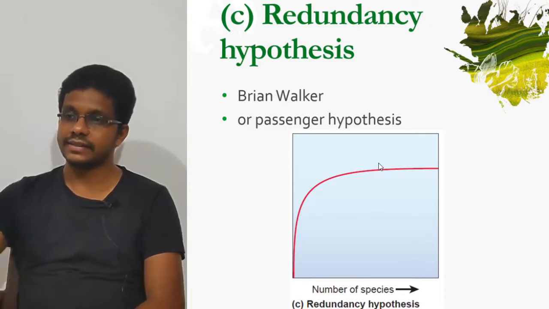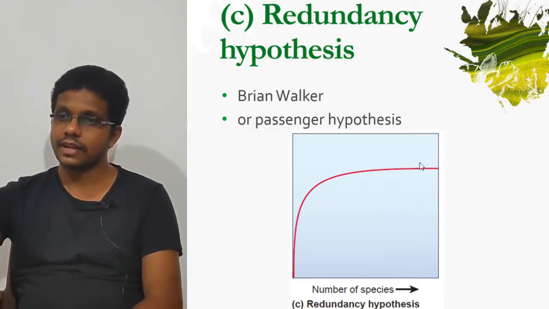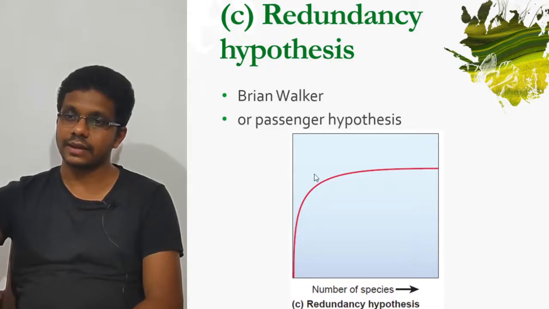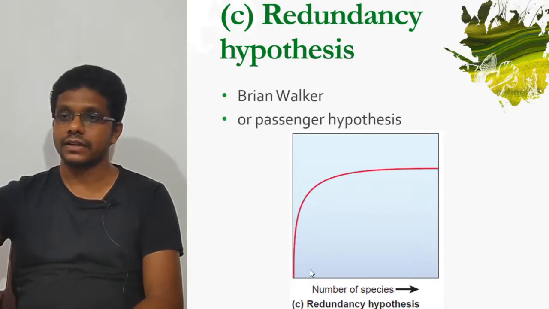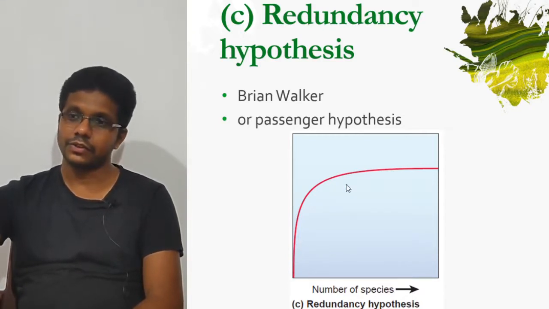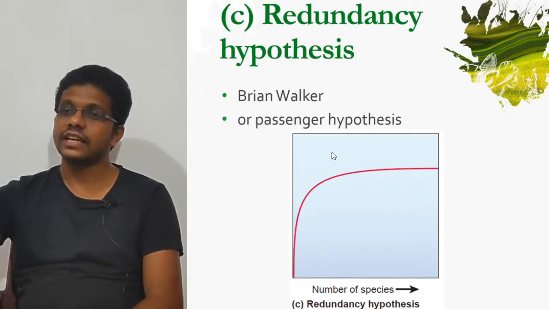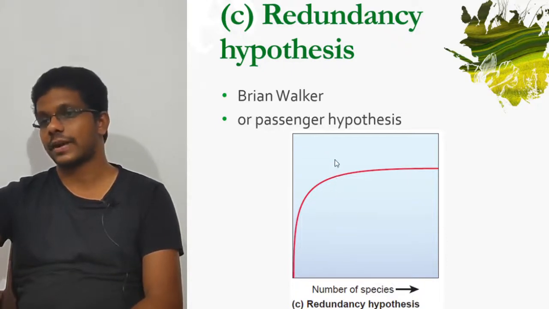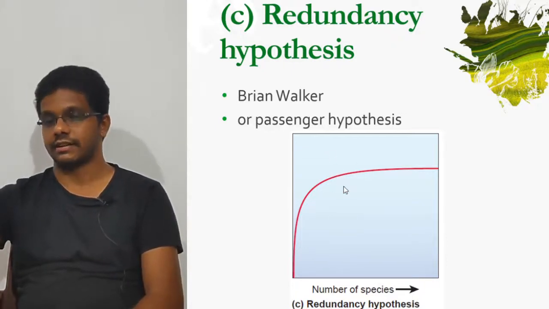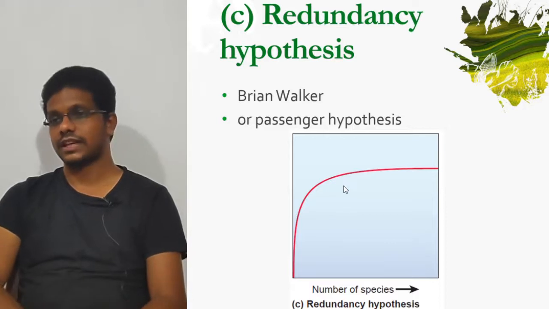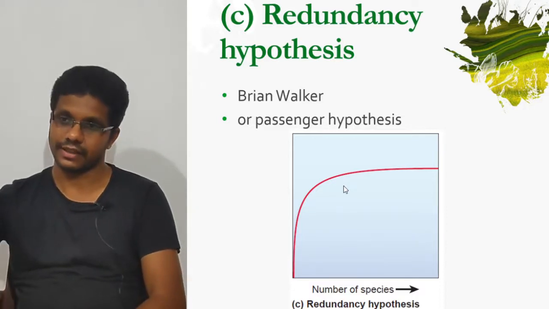and this helps to maintain system stability during disturbances. But if it goes like this, at some point we lose the last species which is carrying out the same function, and there will be a sudden decrease in the ecosystem functions. So up to that point, it's okay. The loss of biodiversity is not going to affect anything. So that's what the redundancy hypothesis says.